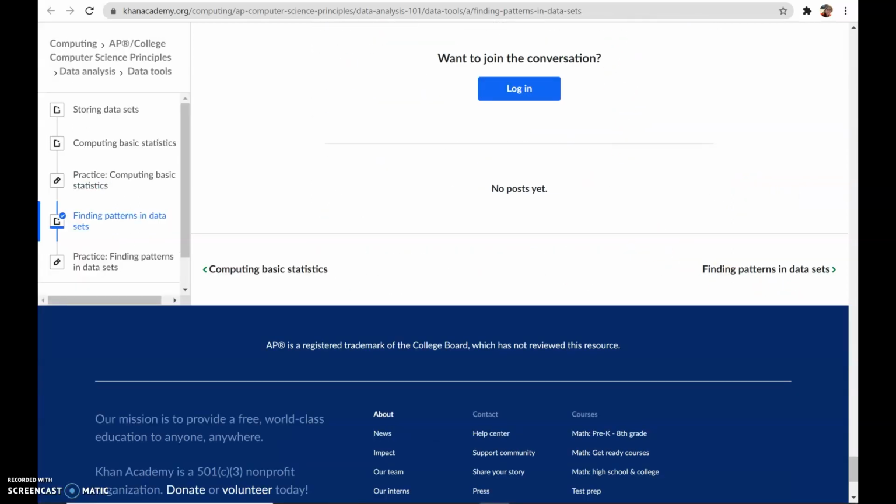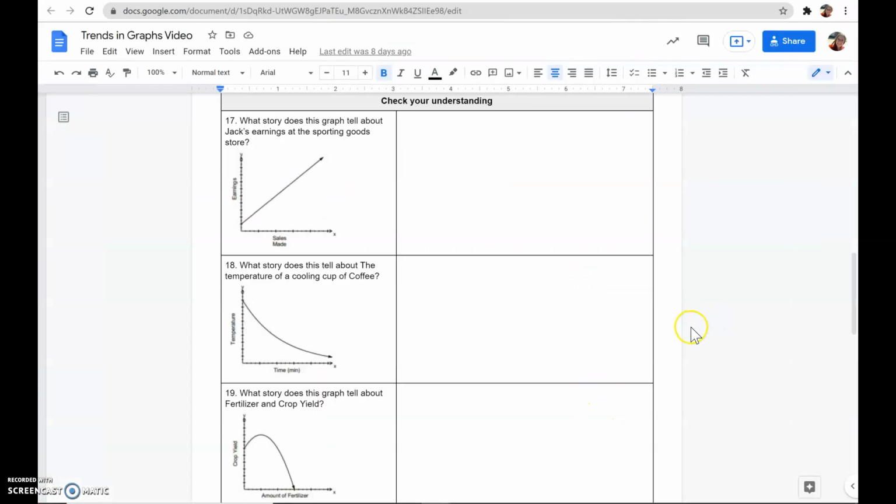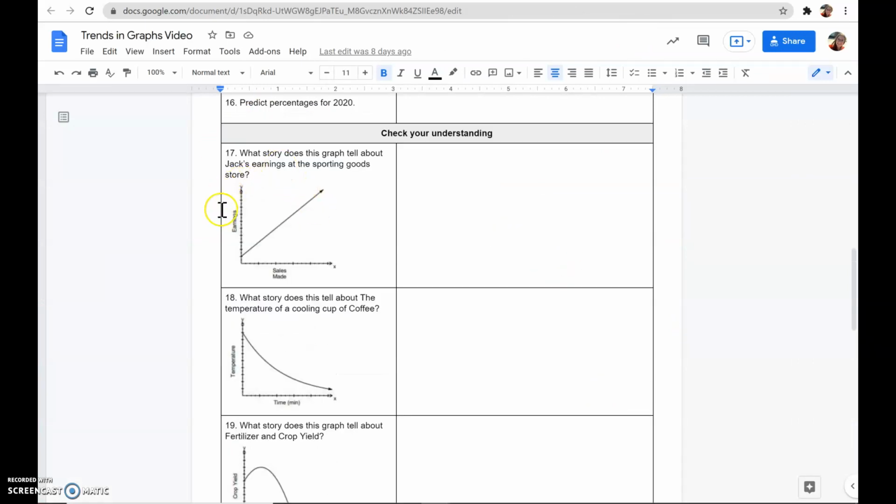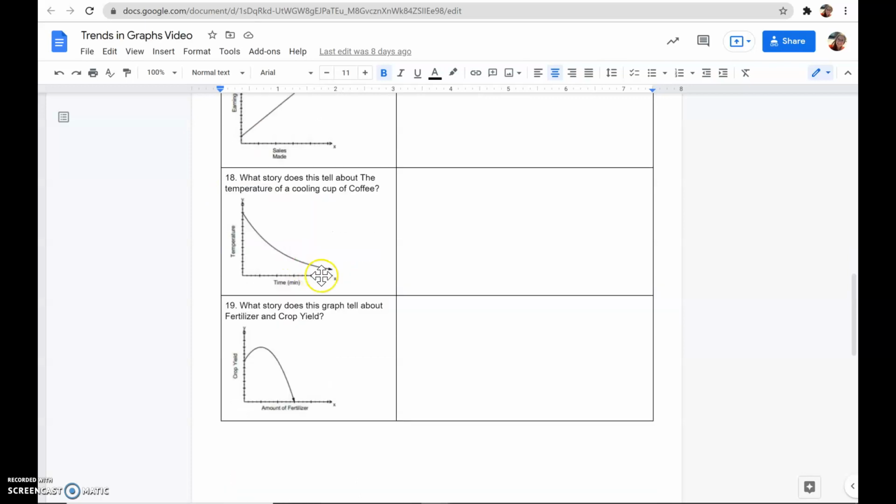All right. The other assignment you did was the trends and graphing assignment. There are a couple of important things that you learned on here. Number one is how to read a graph. Let's look at this one, for example. It says, what story does this tell about the temperature of a cooling cup of coffee?